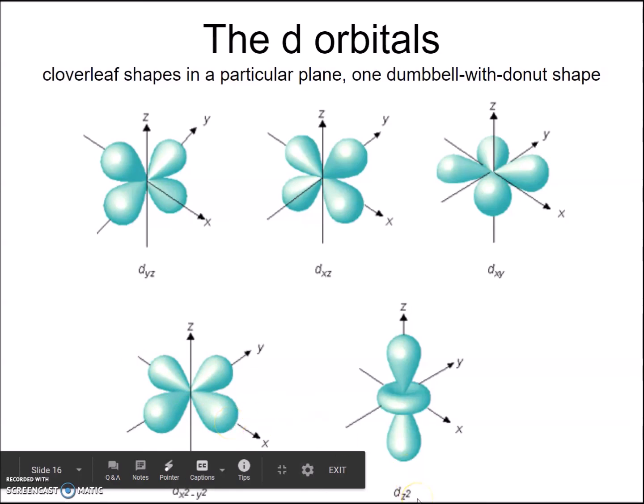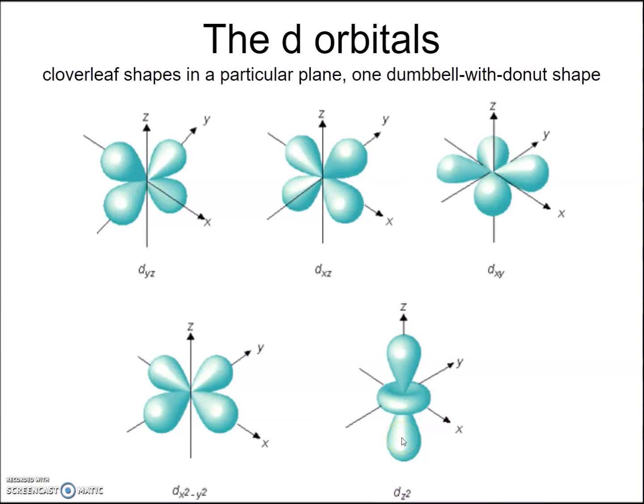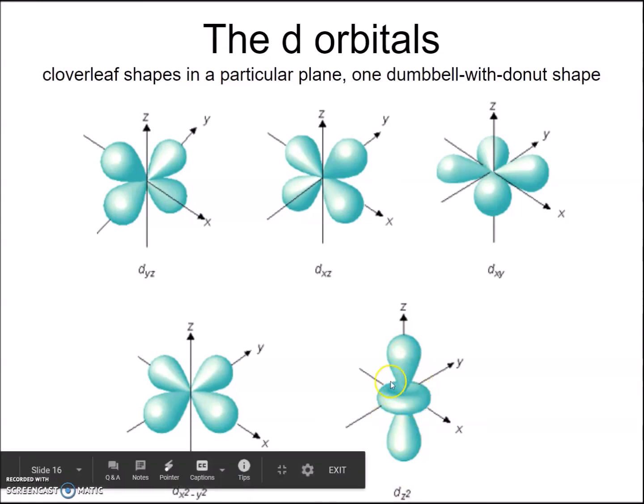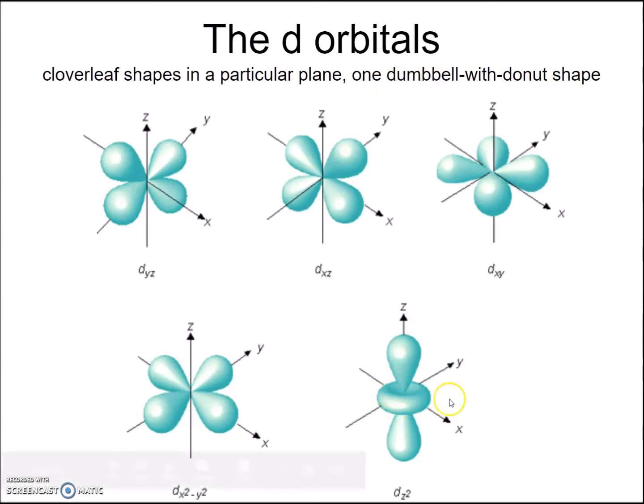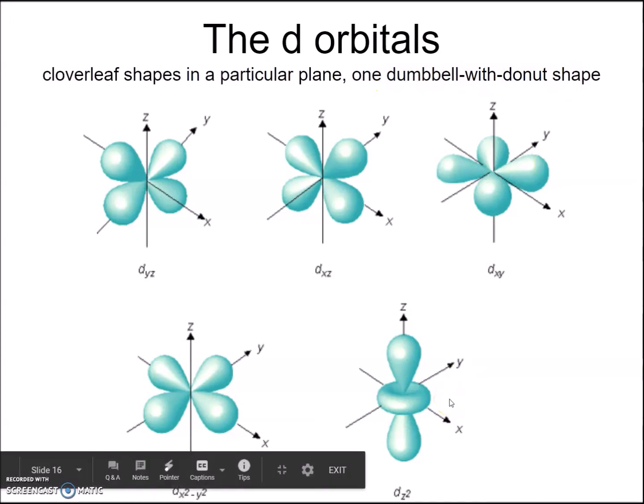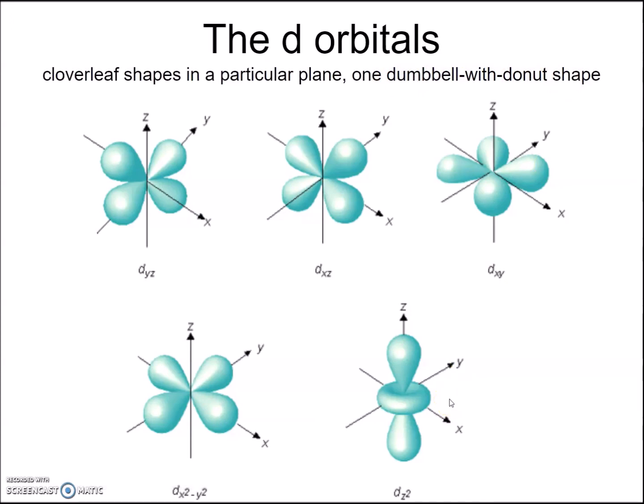And then perhaps the goofiest one of all, the d z squared is along the z-axis. And instead of having a cloverleaf shape, it looks kind of like a p orbital, except it has a bonus thing in the middle. It looks kind of like a donut with a dumbbell. So that's why I say at the top here, one dumbbell with donut shape. I know those are goofy shapes, but when you see them in pictures, I'd like you to be able to recognize them.